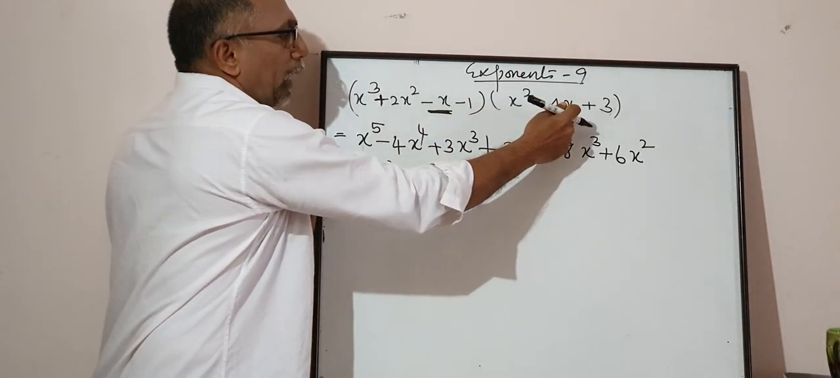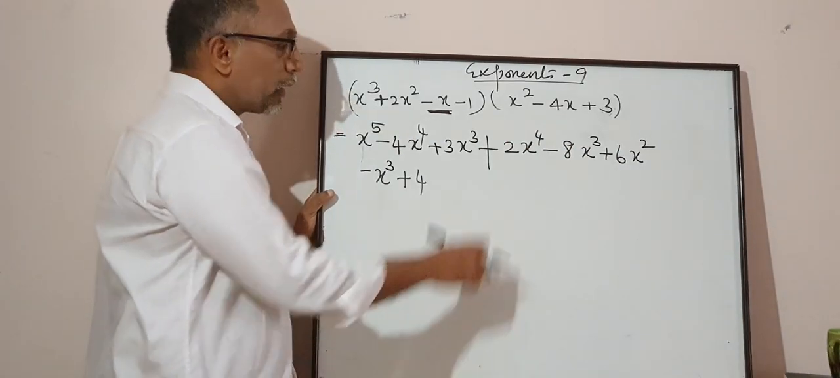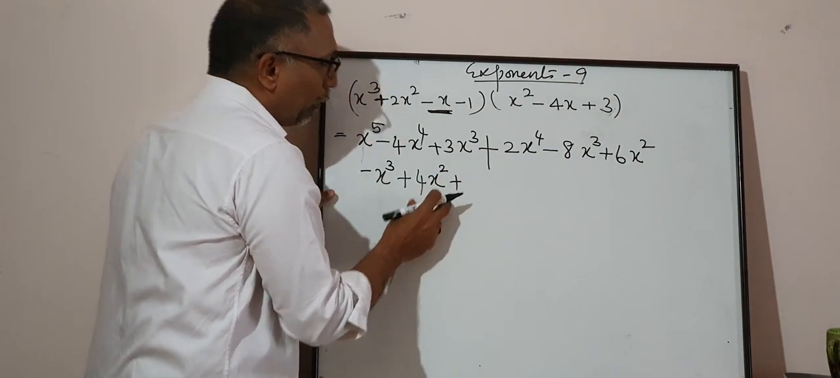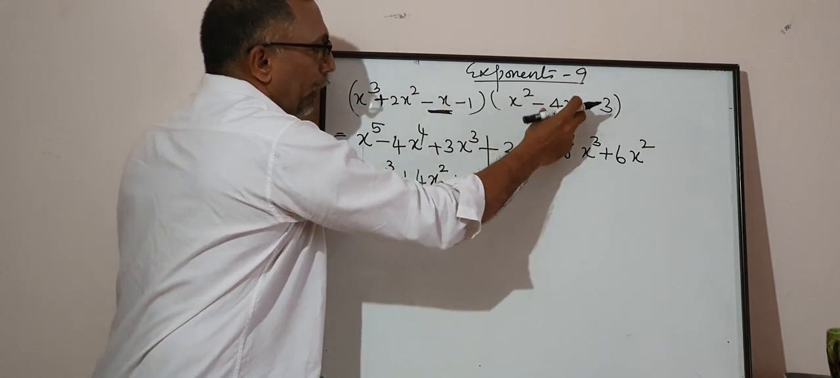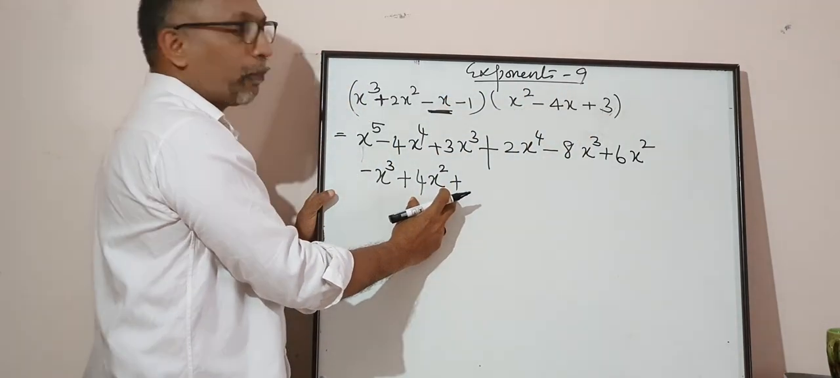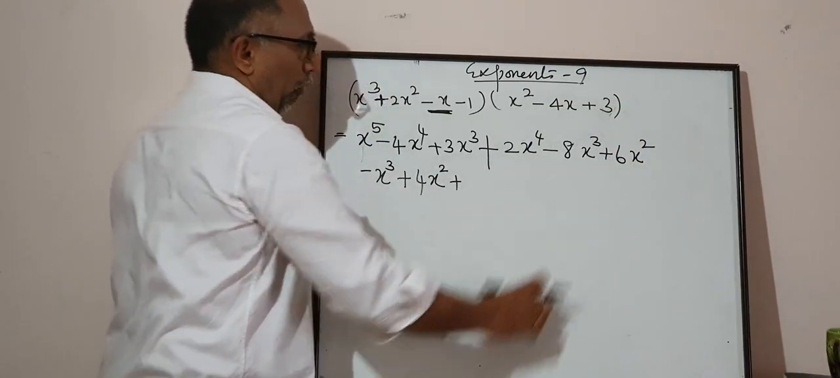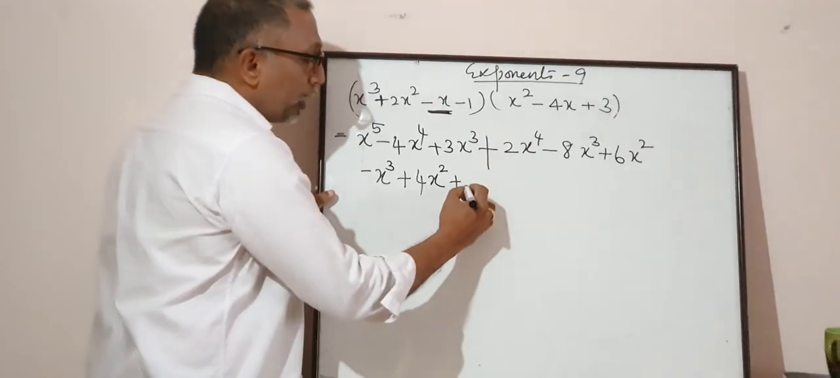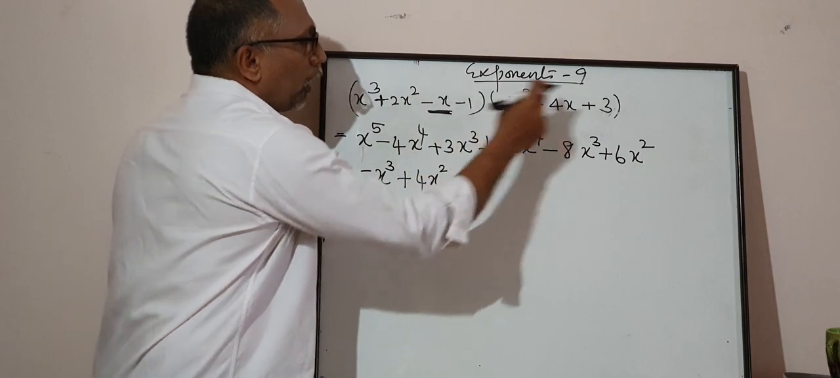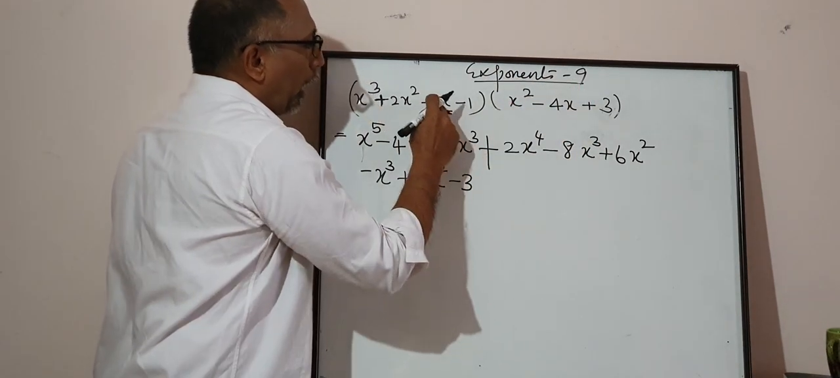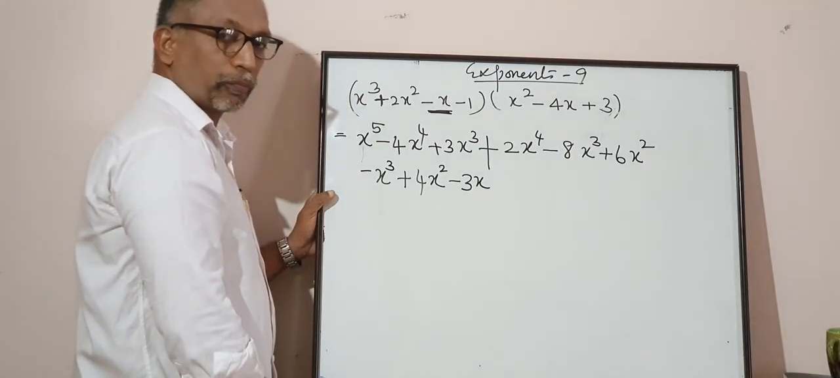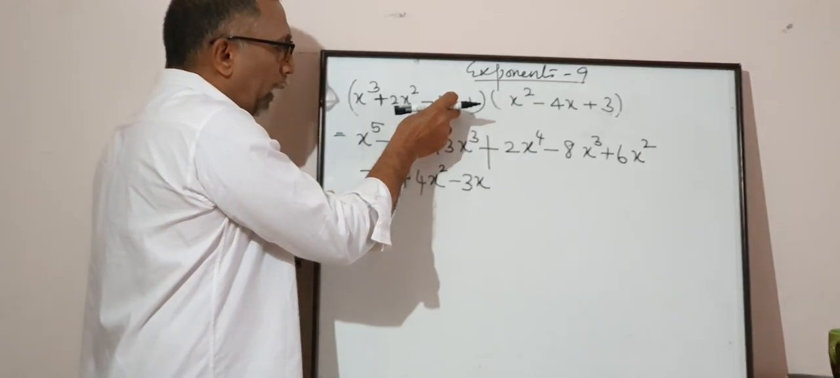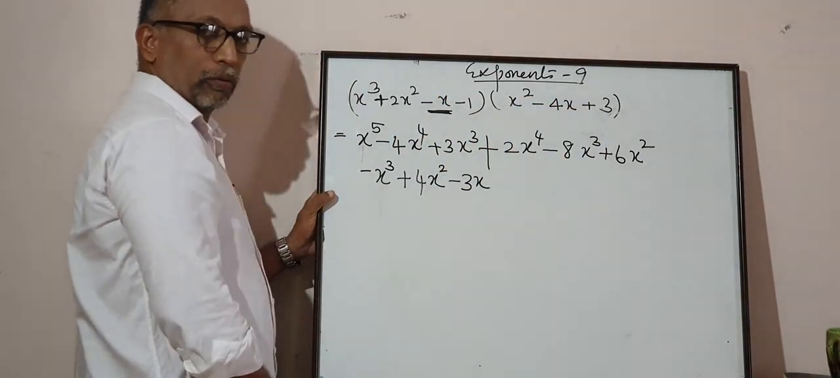Now x times x. x times x is what? x raised to 1 and x raised to 1, so it's going to be x raised to 1 plus 1, 2. So the term is finished. Negative x times negative 4x is positive 4x squared. Then the negative x and positive 3. So here it is negative 1 and positive 3, negative 1 times 3 is negative 3 and the only variable is x. So these 3 terms we obtained by multiplying negative x with these 3 terms.